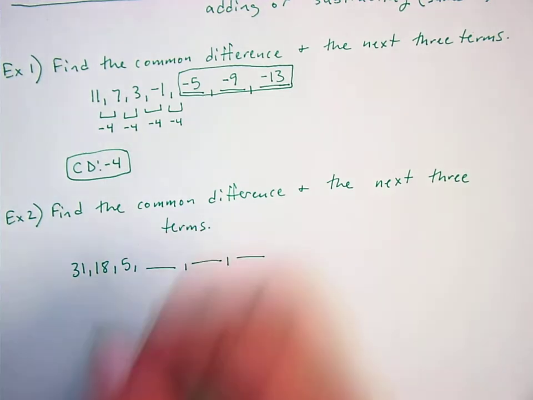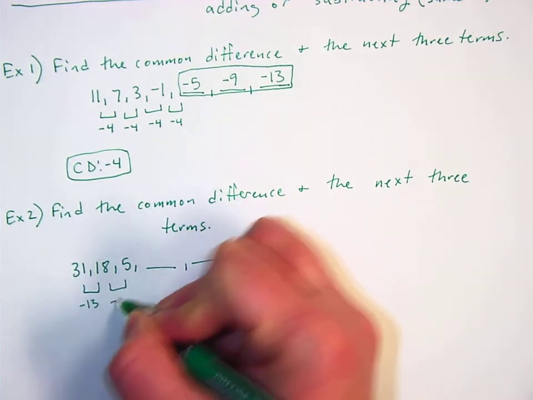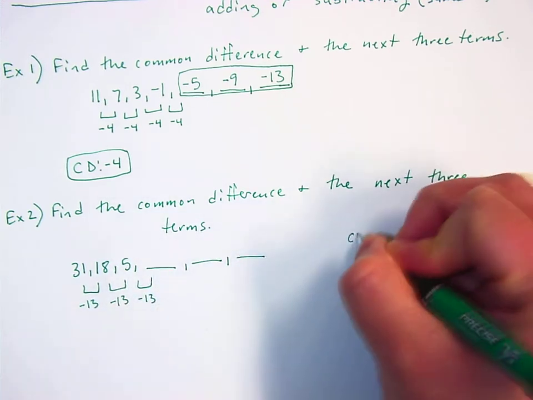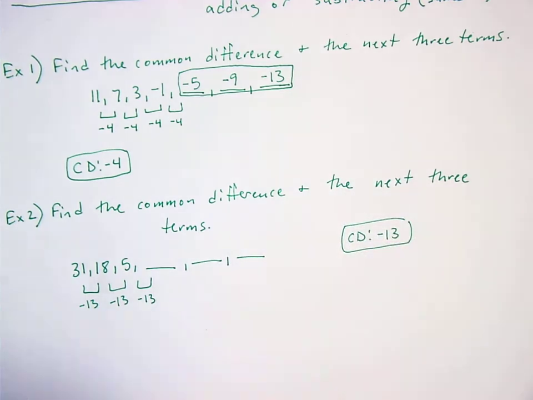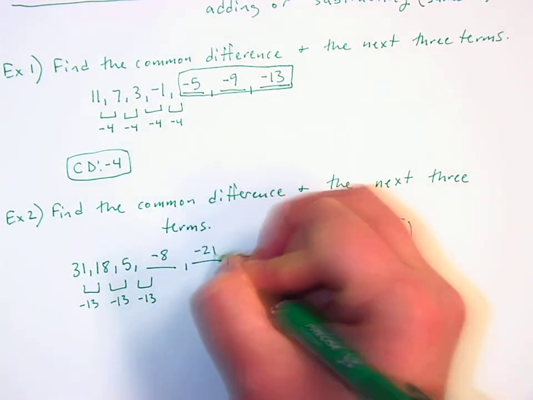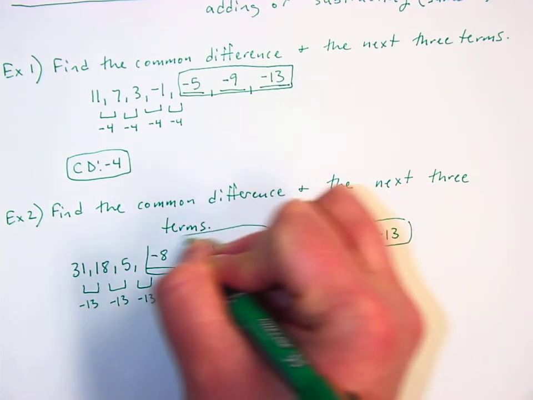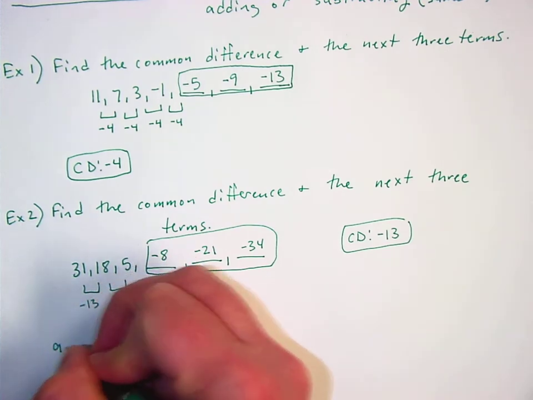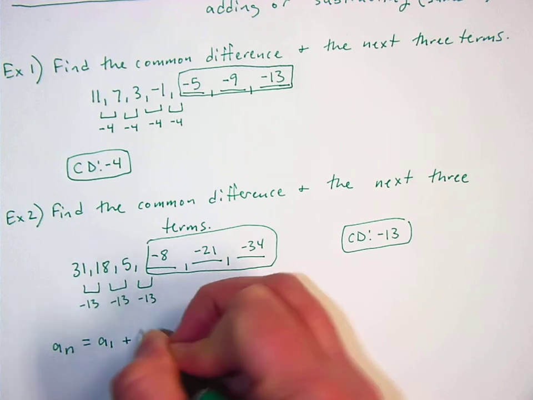All right, I'm assuming you did it. This one was a little hard. This one had a common difference of -13, going down by 13 every time. So I'm going to write down the common difference was -13. And the numbers that are in here are -8, -21, and -34. Now this is pretty easy when you have a situation where you only need to find the next couple terms.